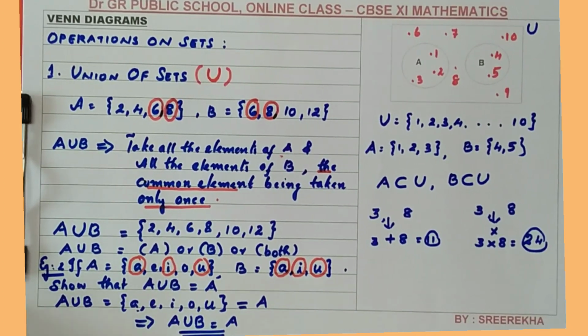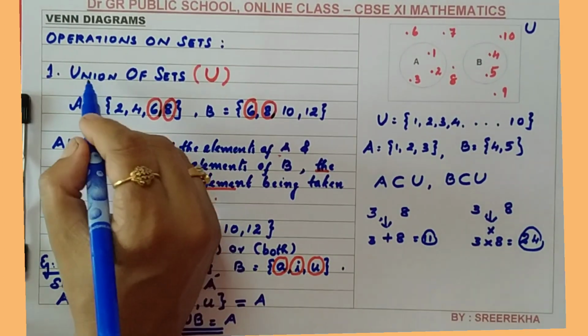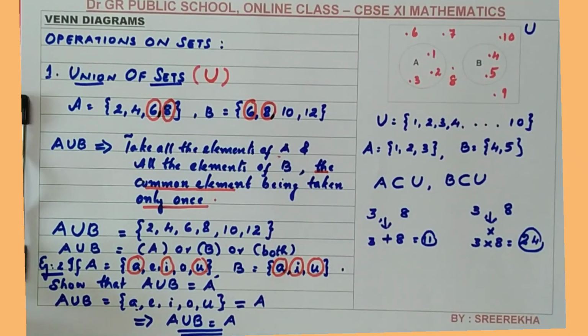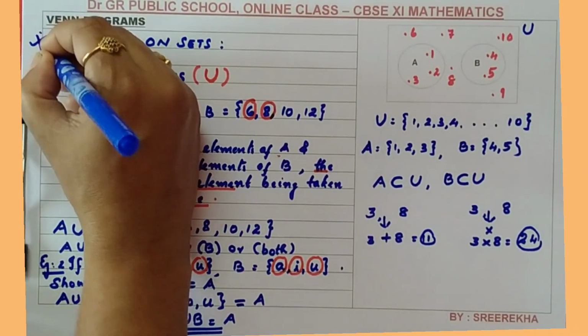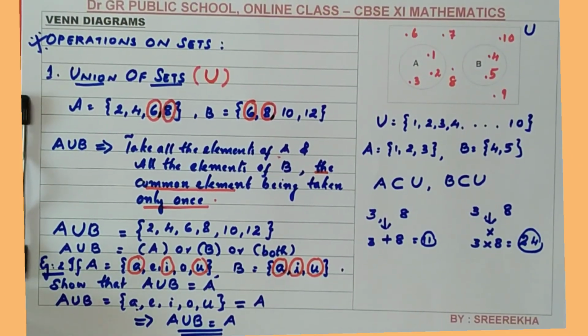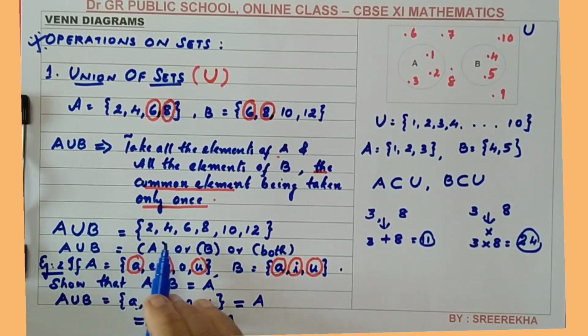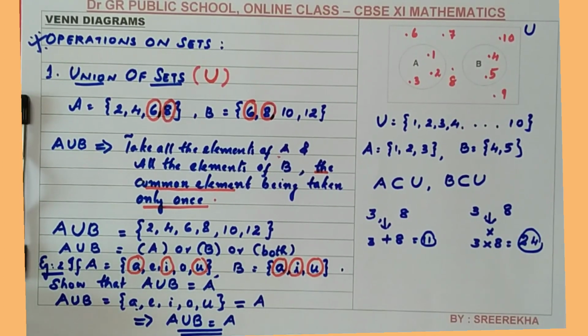So this is the way of writing the first operation, union of sets. Very important. The operations on sets are very important. Even for entrance examinations, this section seems to be very important. So A union B means either A or B or both.